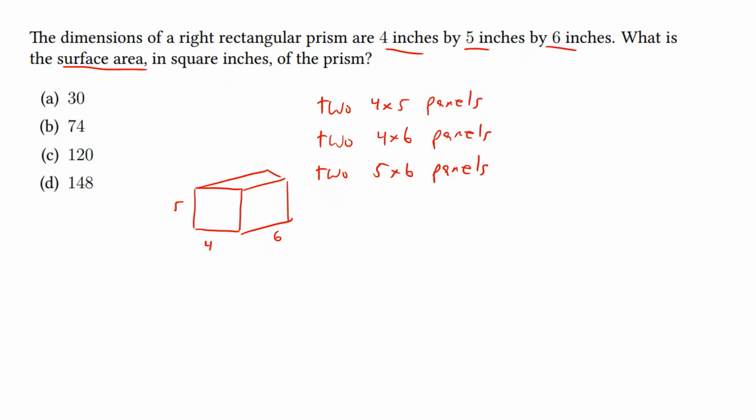A panel with 4 by 5 is going to be 20 square inches. A panel 4 by 6 will have 24 square inches, and a panel 5 by 6 will be 30 square inches. We need 2 of each of these, so we will double each of these amounts in our sum. 20 times 2 is 40, 24 times 2 is 48, and 30 times 2 is 60. Thus, the overall surface area is 148 square inches.